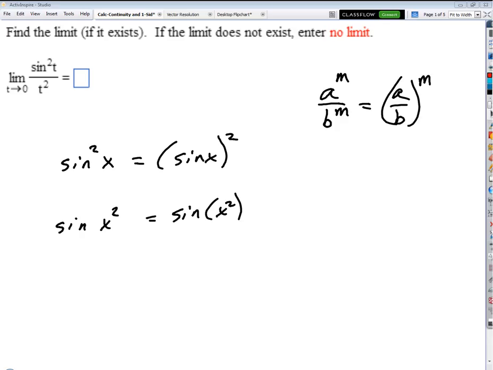Okay, what was the other one you were interested in? Sine t over t squared. No, sine t squared over t. Is that a different one they had on one of the other ones? Okay, so we'll go back.